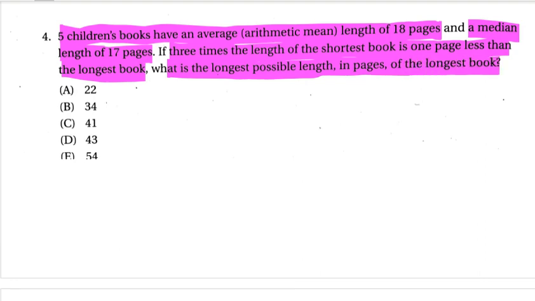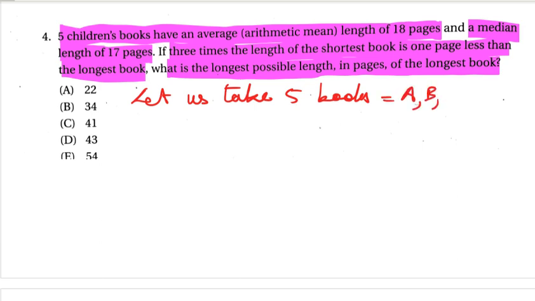Now let's try and understand this question. Let us take 5 books equal to A, B, C, D and E, right? Now it says there is a median length of 17 pages. So what is the median among these 5 values? C is the median. So C is equal to 17.